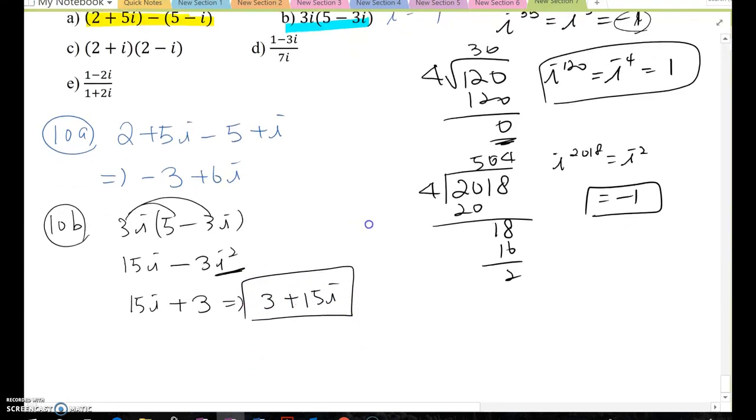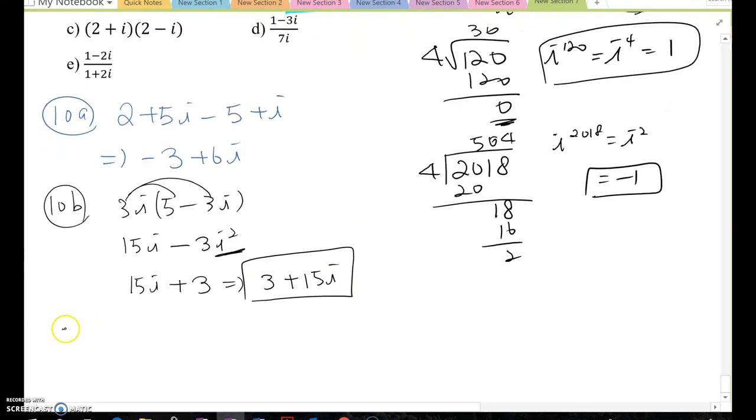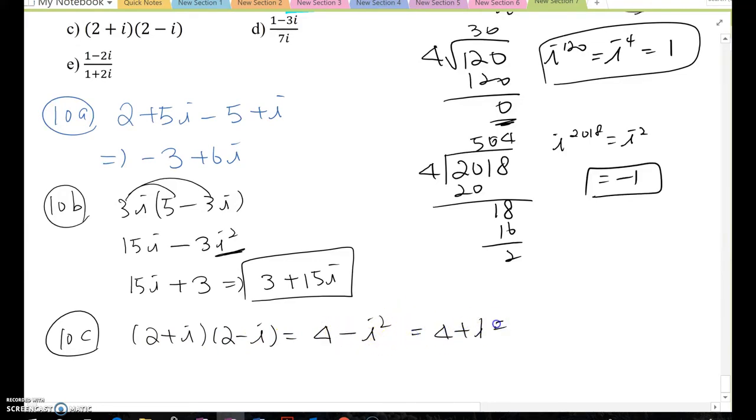Now, 10c, which is basically a conjugate. So for 10c, 2 plus i times 2 minus i. So it becomes 4 minus i squared. So, 4 plus 1 equal to 5. That will be the answer.